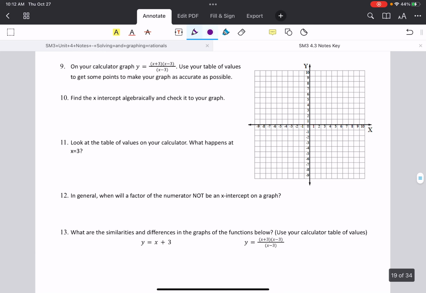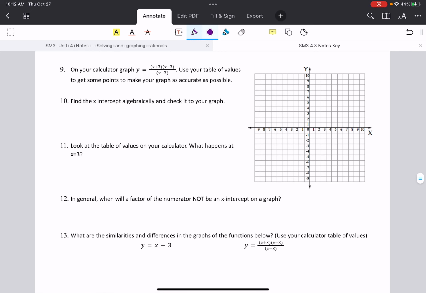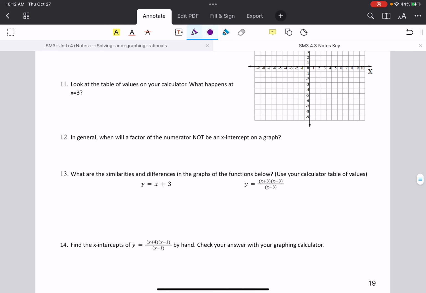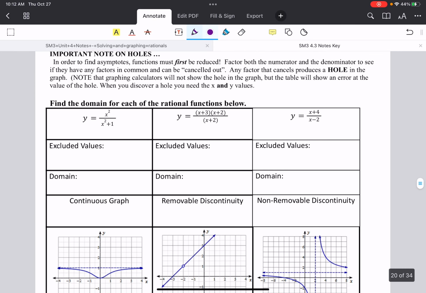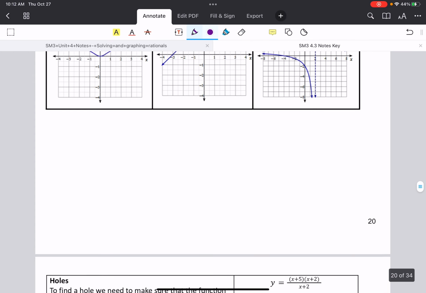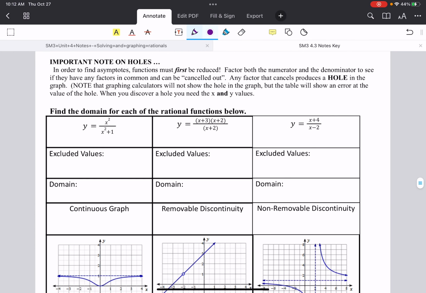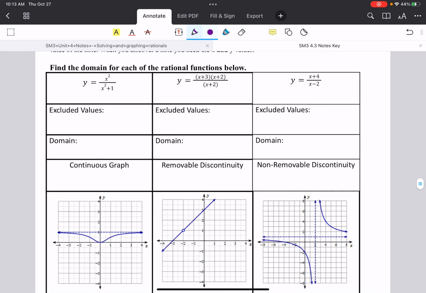Let's put this all together. Let's go to number 9. But that's the whole point, right? Number 9 is, actually, I don't want to do number 9. I actually want to go to page 20, important notes on holes. I want you guys to compare your equations to the graphs.